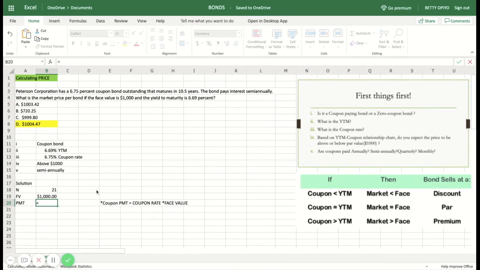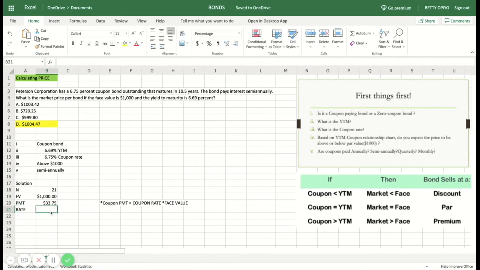Okay. The coupon rate, which is 0. I'm using that 6.75 as a decimal. So 0.0675 times 1,000, which is our face value. And then we divide by 2 because the coupon payments are made twice a year, for every 6 months. Okay. Now that we have the PMT, we need the rate.